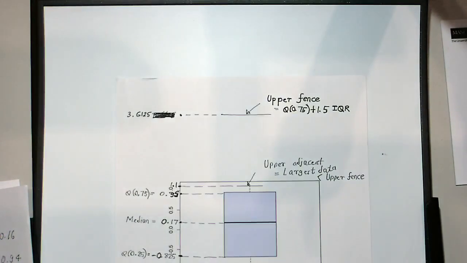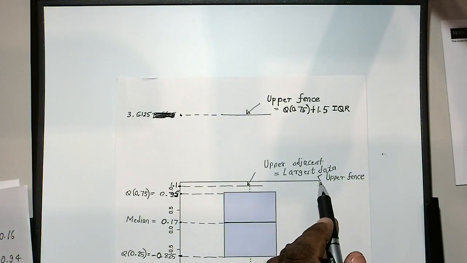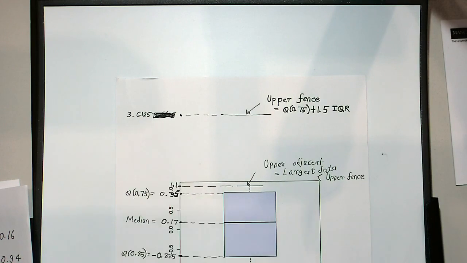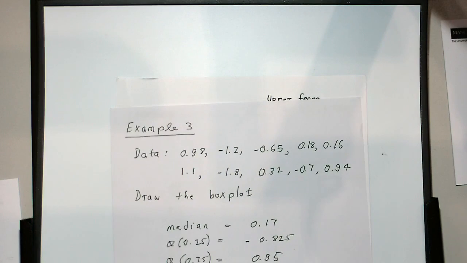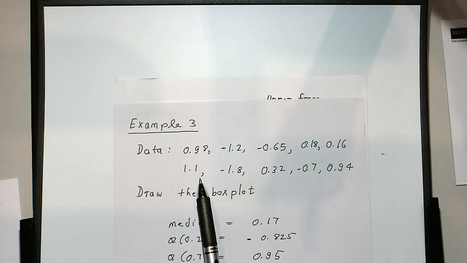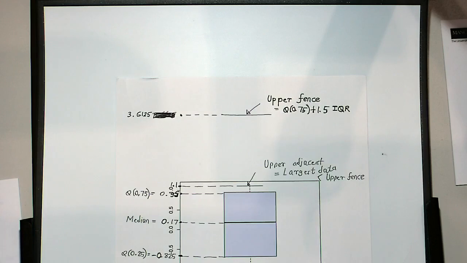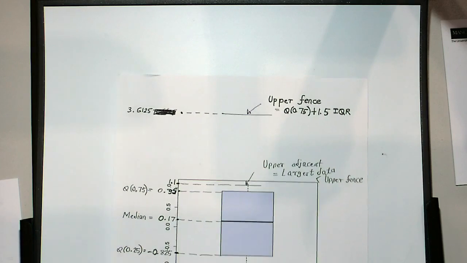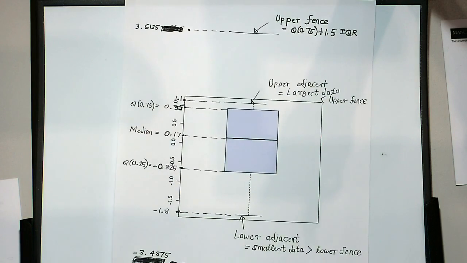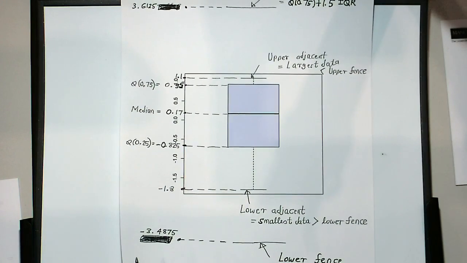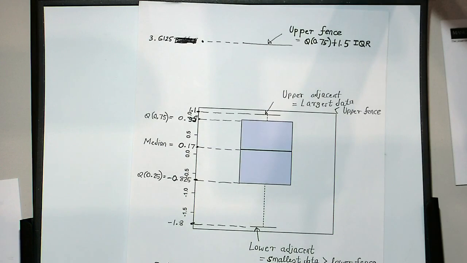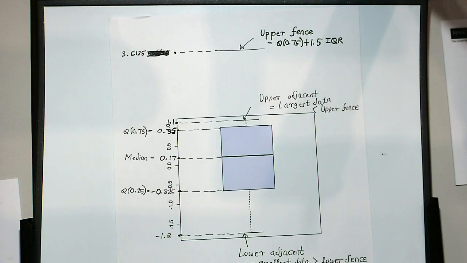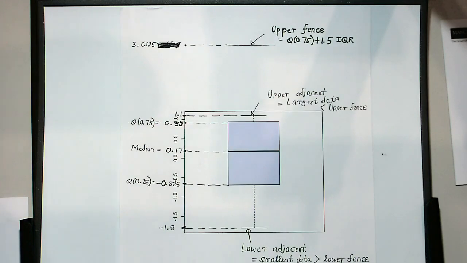Similarly, the upper adjacent is the largest data point that is less than the upper fence. The upper fence is 3.6125, and the largest data point that is less than that is 1.1. So therefore the upper adjacent is equal to 1.1, right? I hope you can read this box plot which I have drawn. I will scan this just after the course, after this hour, then I will put it online. You can see it, right?